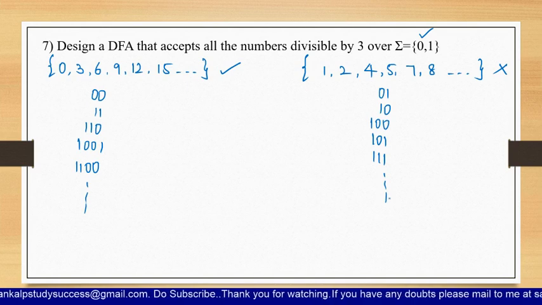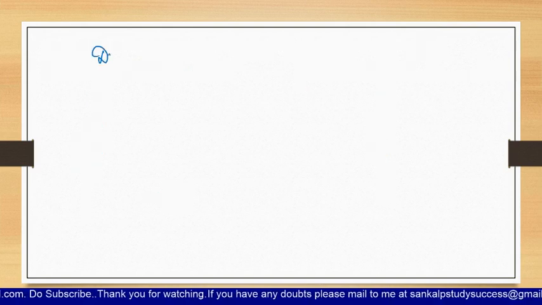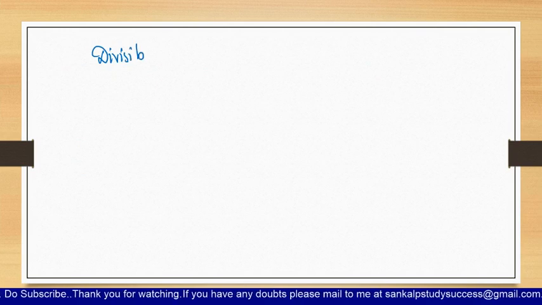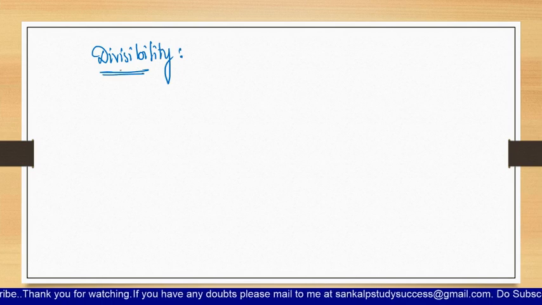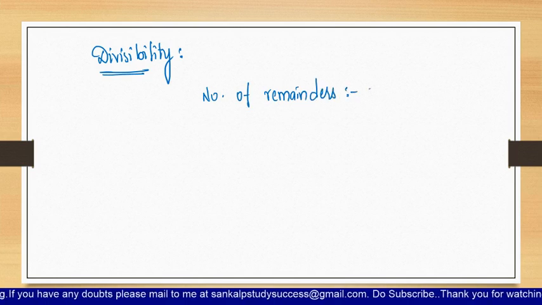Now we are going to draw the DFA, where we start from the initial state. One of the most important things you have to remember is, if the questions are related to divisibility of 2, 3, 5 and so on, you should know how many remainders you will get. If it is divisible by 2, then you will get 0 and 1.